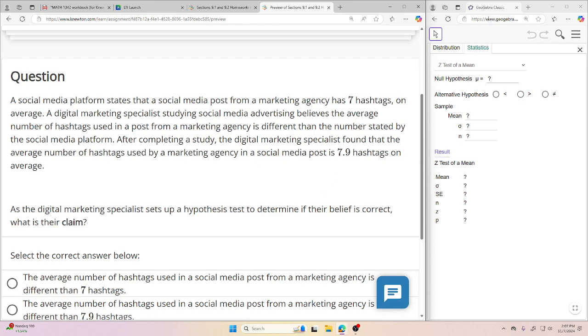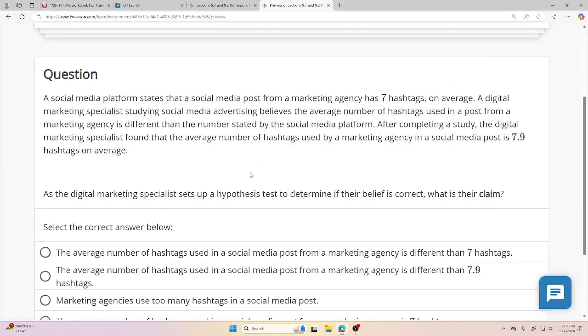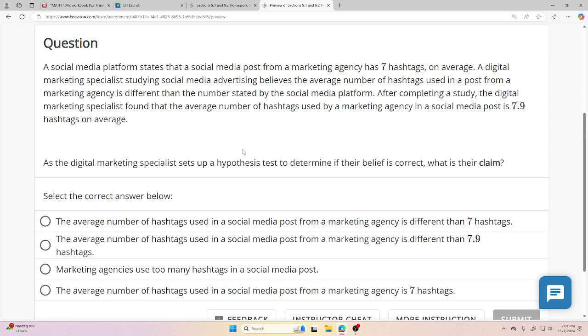Awesome. Why do we even have GeoGebra? We're not going to use it. Social media, blah, blah, blah, blah. 7 hashtags on average. That's a lot. And I don't even know what a hashtag is. It's a half joke.